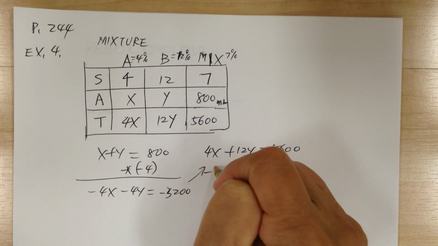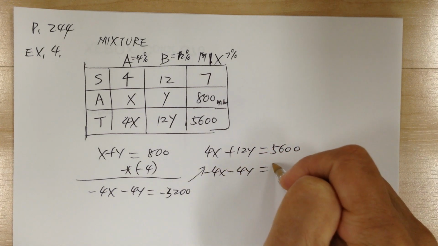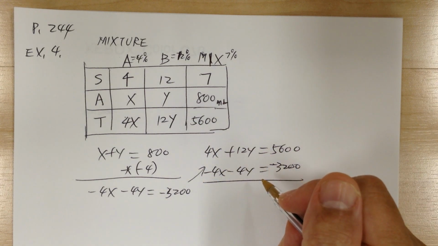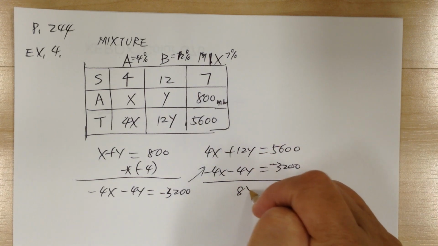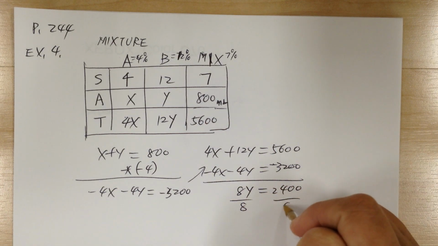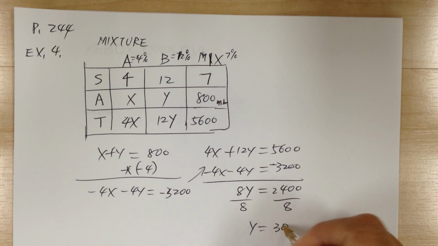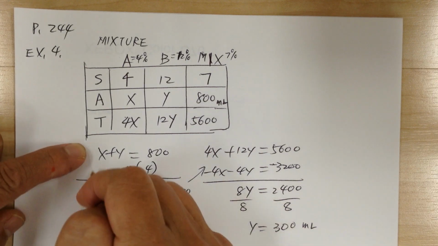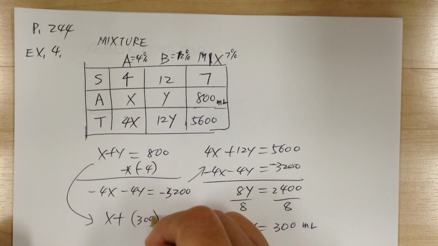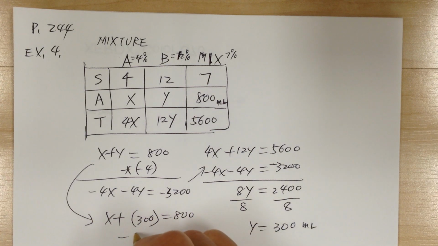So I got 4x plus 12y equal to 5600 and -4x minus 4y equal to -3200. So this will cancel out. Again, I'm using the elimination method from your Algebra 1. So 8y equal to 2400, divided by 8 on each side. So y equals 300 milliliters. To solve for x, you come back over here. So x plus 300 equal to 800. Minus 300 on each side, so you got x equal to 500 milliliters.